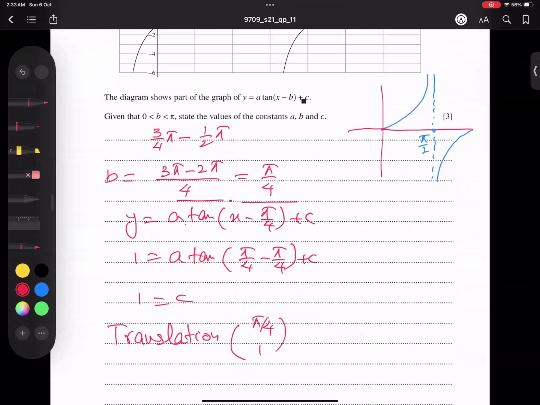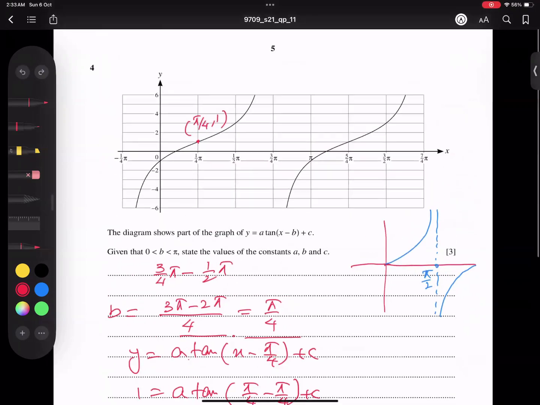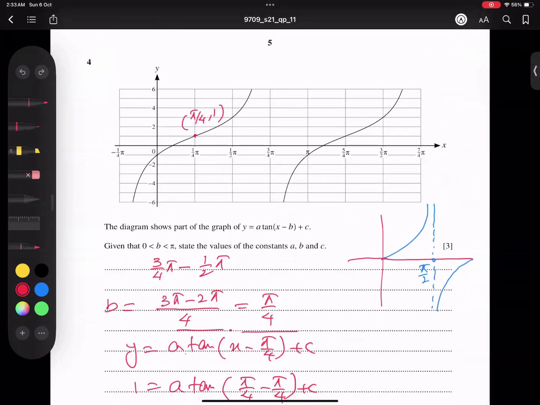So this is done. Now what's left? C, I got it. B, I got it. Only a is left. How to get a? A is, you can say, a multiplying factor, stretching. So how to get it? We have another point given also.